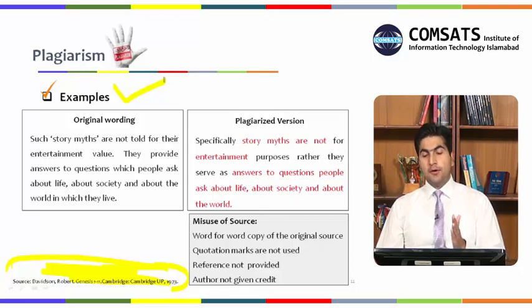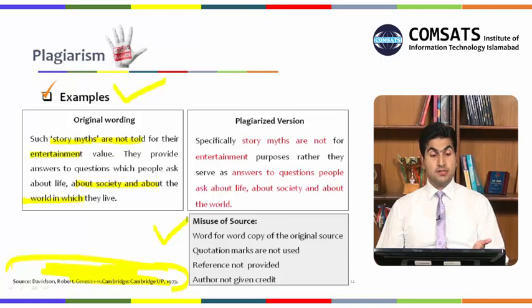But I want you to focus more on the text which is in red. Story myths are not, entertainment and answers to questions people ask about life and about society. Now why these are red is basically that I can clearly identify all these expressions over here as well. Story myths are not, entertainment. So expressions are clearly identifiable within the original wording and the plagiarized version. So even we have this box over here which will clearly show you that there is a word-for-word copy of the original source. Then there are quotation marks which are not used because you have taken direct, word-to-word expressions from the original source, and still you are not using any quotation mark.